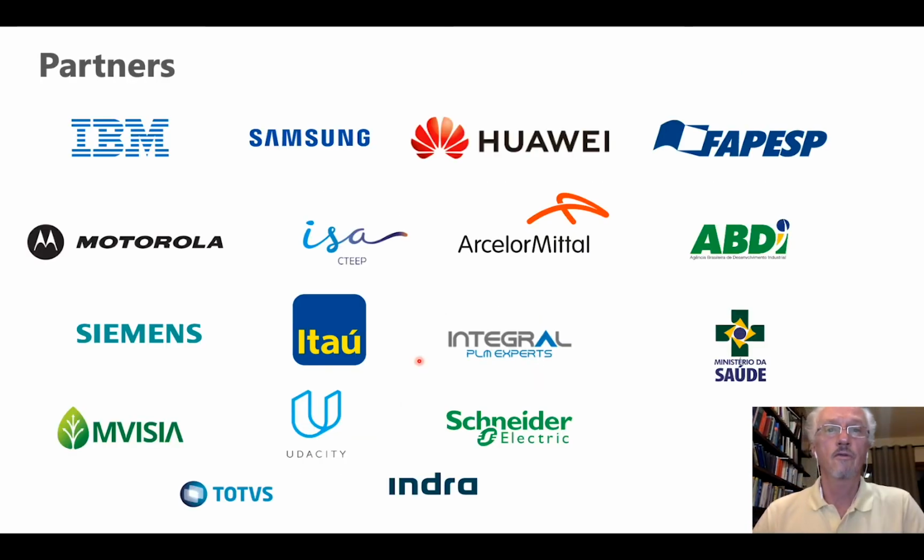So far, this is the list of our partners. As you can see, we have a couple of public funding sources: FAPESP, ABDI, and the Ministry of Health. But most of our partners are private companies, very big international corporations, as you can see: IBM, Samsung, Huawei, Motorola, Isocetep, ArcelorMittal, Siemens, Schneider. So all of them very big companies. And we have big companies from Brazil as well. As you can see, Itaú, the big bank, is here. And this is just the beginning, and this list keeps growing.